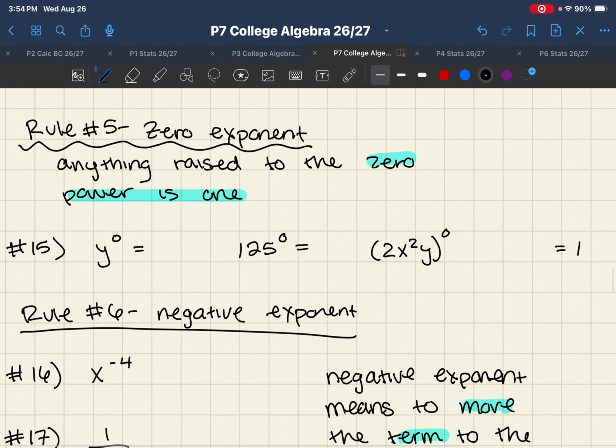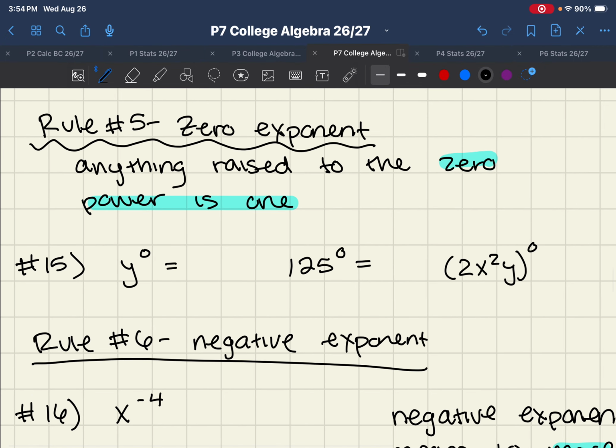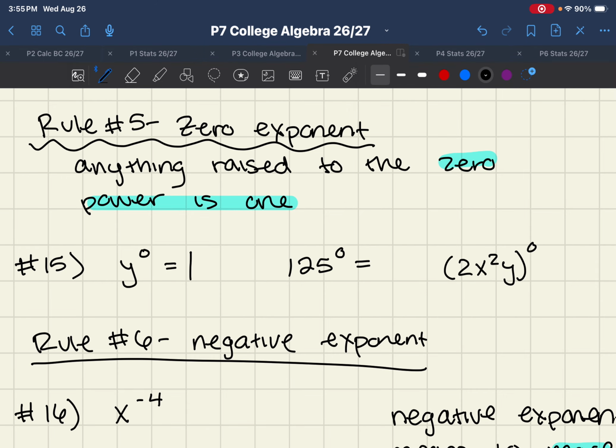Okay, rule number 5 is the 0 exponent. Anything raised to the 0 power is 1. So y to the 0 power is 1. It is not y to the 1 power. That is not the same thing. 125 to the 0 power is 1.